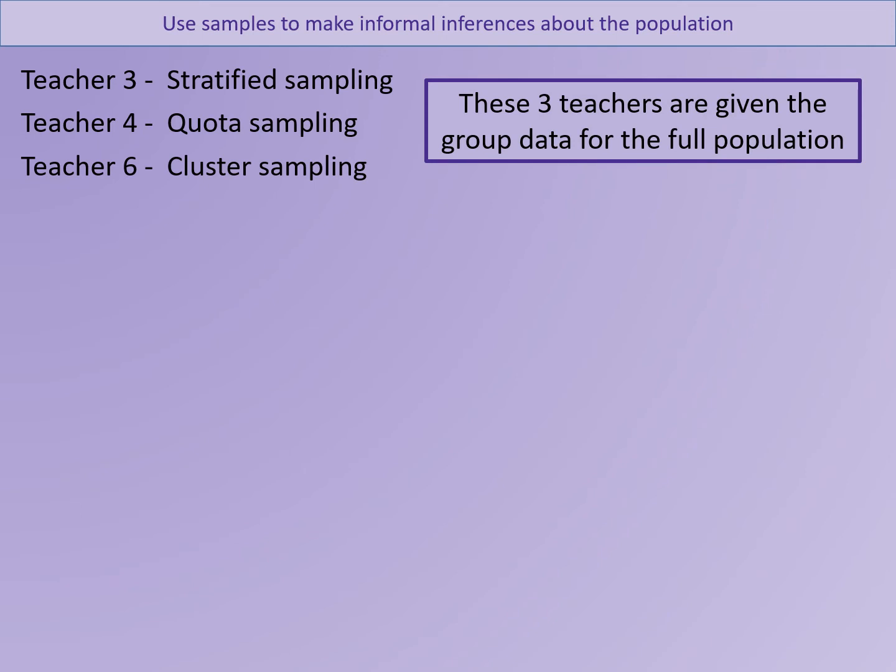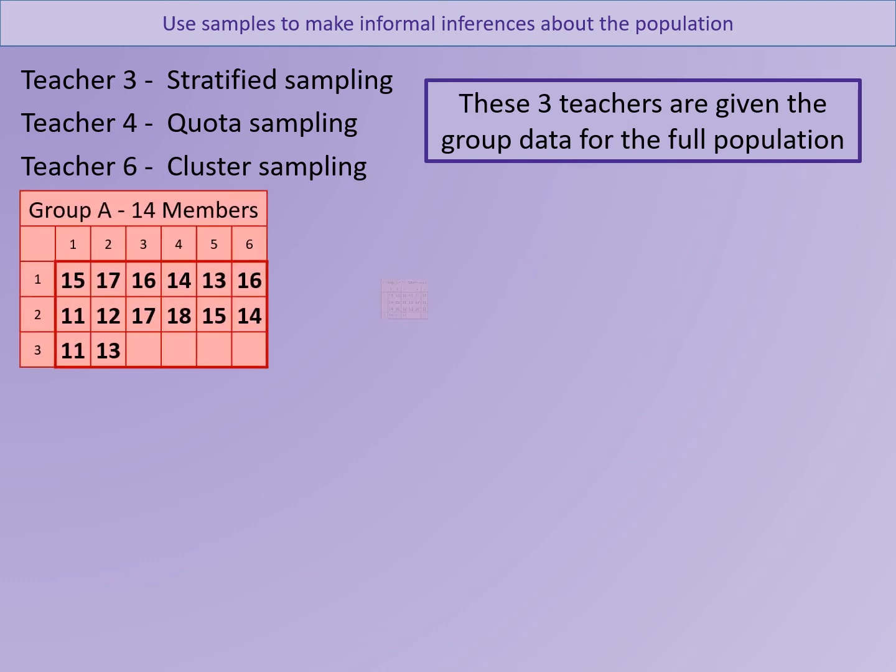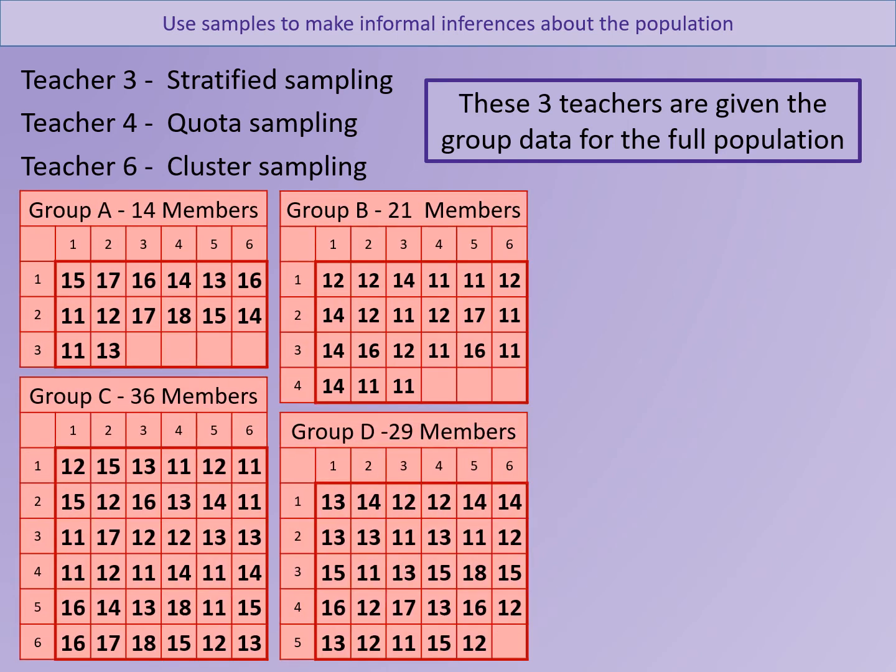Now, teachers 3, teacher 4, and teacher 6, who are using the sampling methods that you see here, are going to need access to the ability group data that we were talking about earlier on. So here are those 4 groups. There are 14 members in group A, 21 in B, 36 in C, and 29 in D. Now, teacher 3, who's doing a stratified sample, is going to use all 4 of those groups, and they are going to choose a proportion from each of those groups depending on how big those groups are.